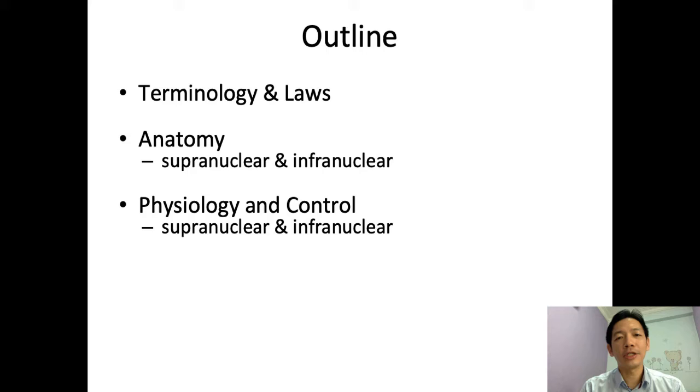Okay, back to my lecture today. The outline of my lecture is very simple. First of all, we will discuss the terminology and also the laws we use in ocular motility. Second, we will discuss the anatomy. Classically, we divide it into the supranuclear and the infranuclear compartment, so we will discuss the anatomy involved in each compartment. After that, we will discuss the physiology and also the pathology. Also, we divide it into the supranuclear and infranuclear compartment as well.